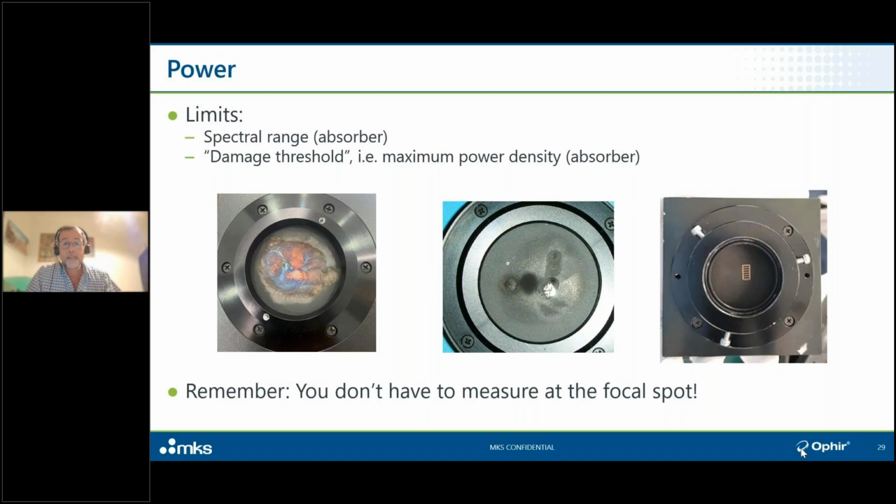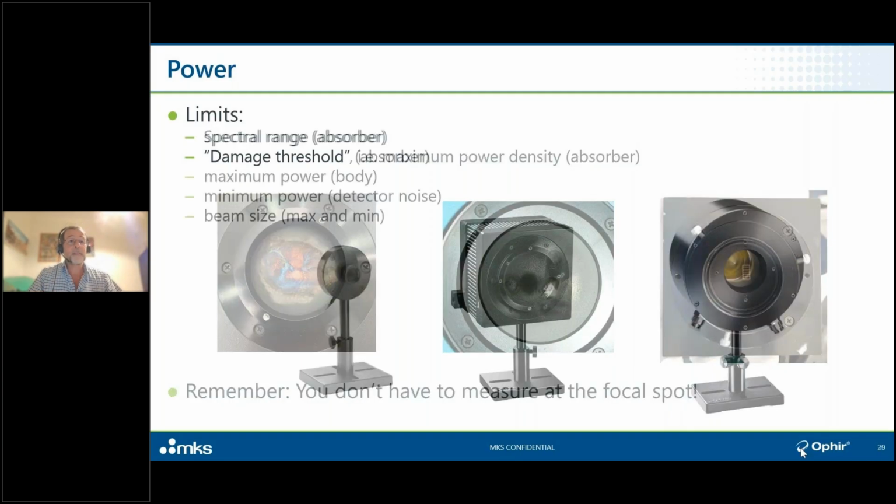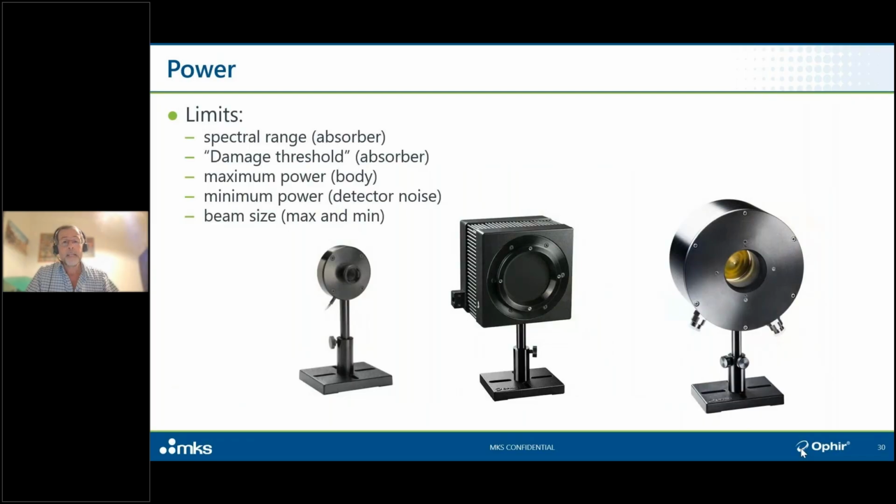The cost of replacing a damaged disk is somewhere between a third and a half of the cost of a new sensor. So this is an important sentence to keep in mind. You don't have to and you don't want to measure at the focal spot. It's the same number of watts and joules, defocused as focused. Very important.